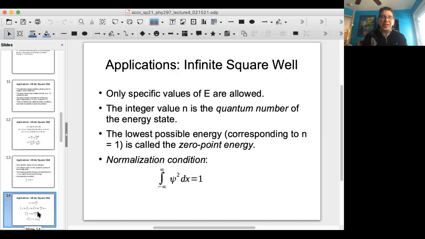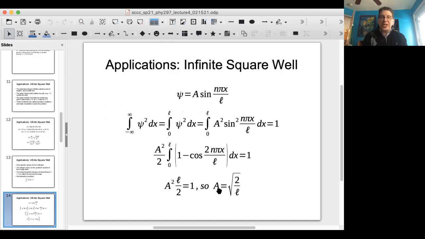And so with that, you do the integration and you solve for A. It's equal to the square root of 2 divided by L. And so that makes it possible, again, to assess the probability of an object in a given state being at a given location.